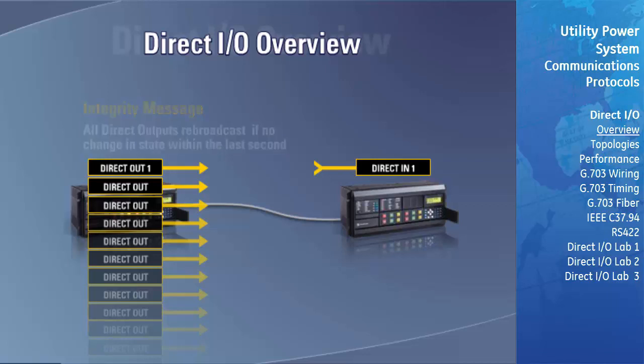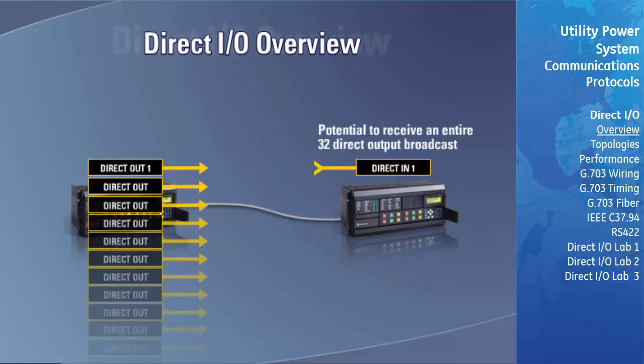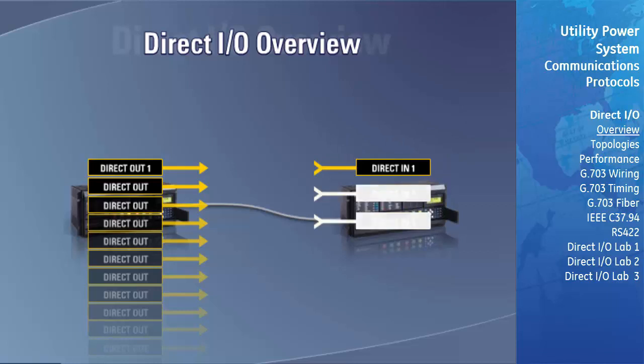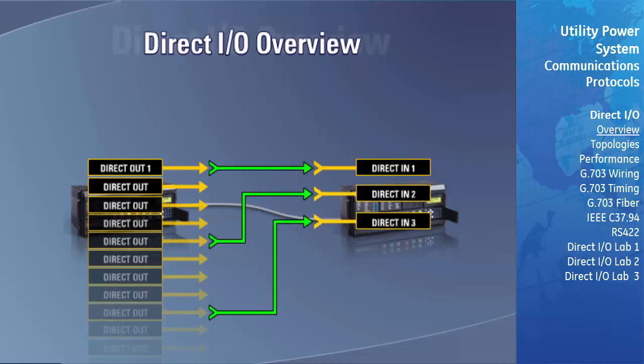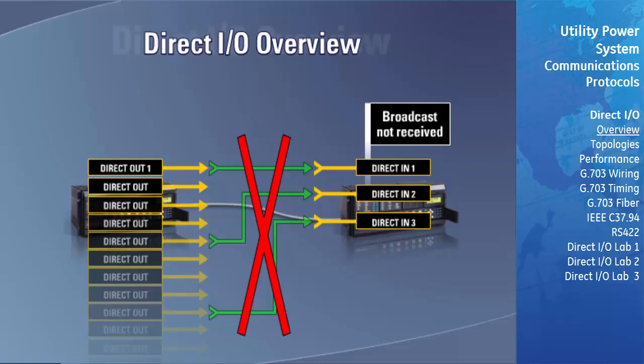Each universal relay on the direct I/O LAN has the potential to receive an entire 32 direct output broadcast. However, usually the receiving relay is programmed to receive only the direct outputs that it is interested in. These direct outputs are received into one of the local relay's 32 direct inputs. If a relay fails to receive a new direct output broadcast, it sets an internal flag within seconds corresponding to the relay which failed to broadcast. The receiving relay then sets the corresponding direct inputs to a pre-configured default state.